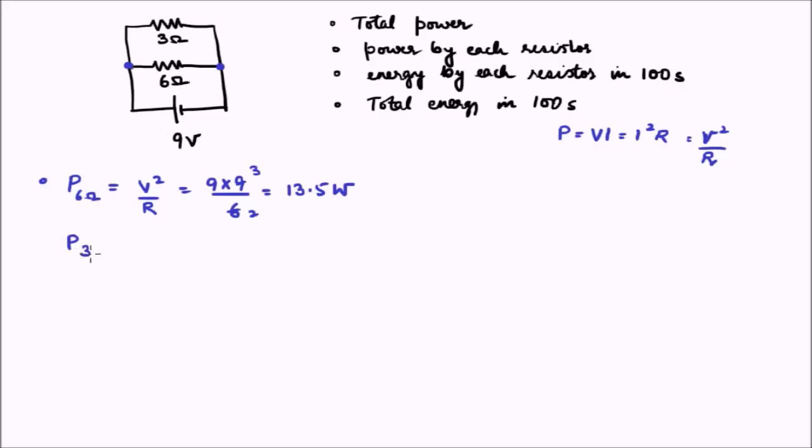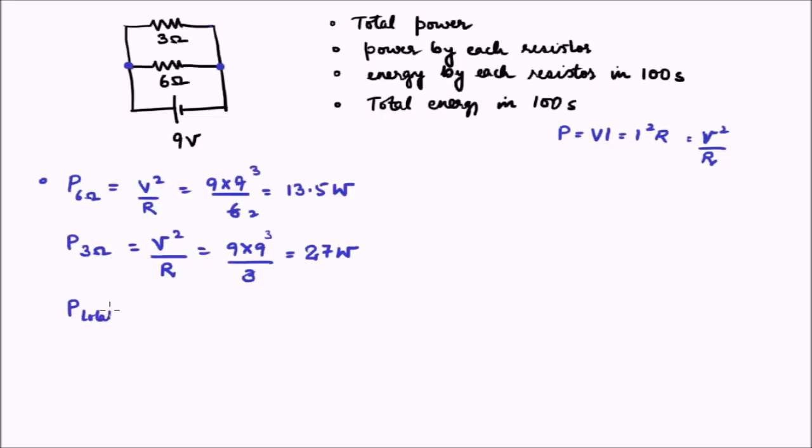Power through the second resistor, that is 3 ohm, will be similarly V square by R. Here the R will be 3 instead of 6, but the voltage drop will be the same, since the voltage drop here is also 9 volt. 9 square upon 3 gives me 27 watt. Fine, that was quite easy. The power through each resistance.